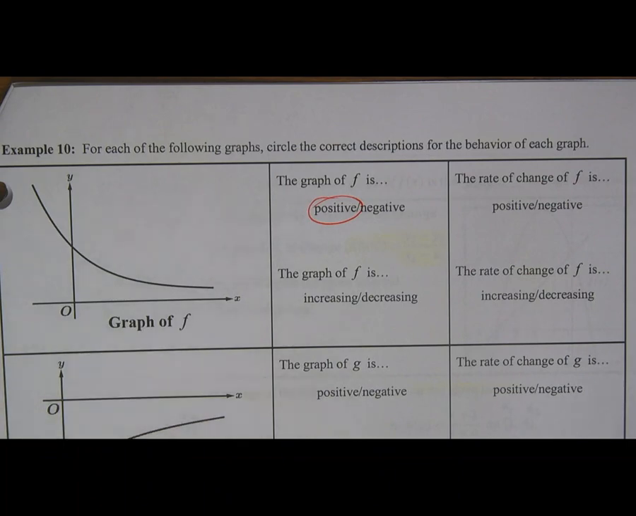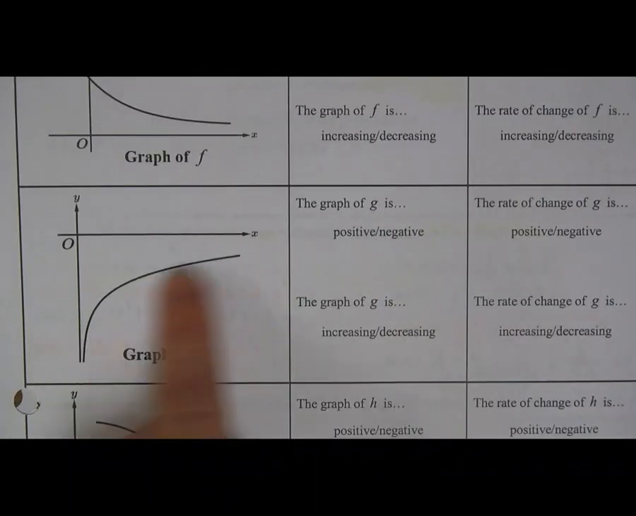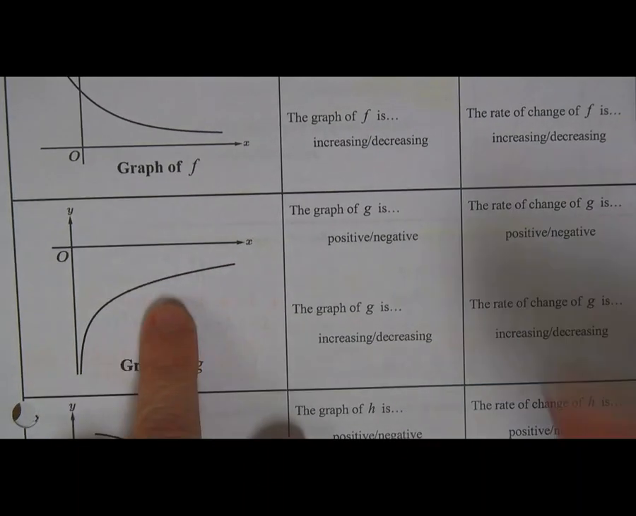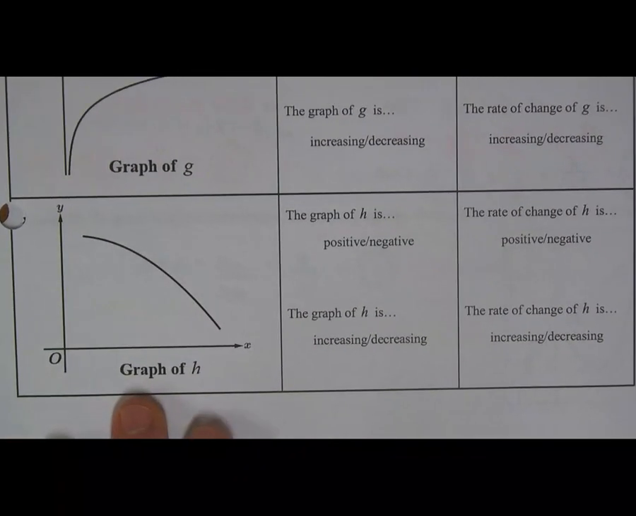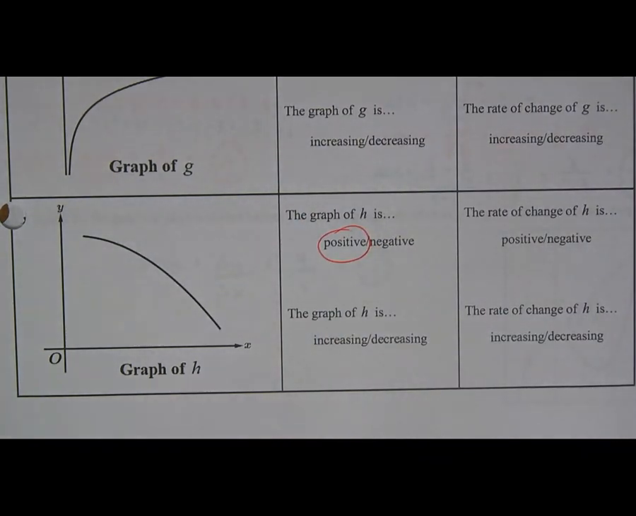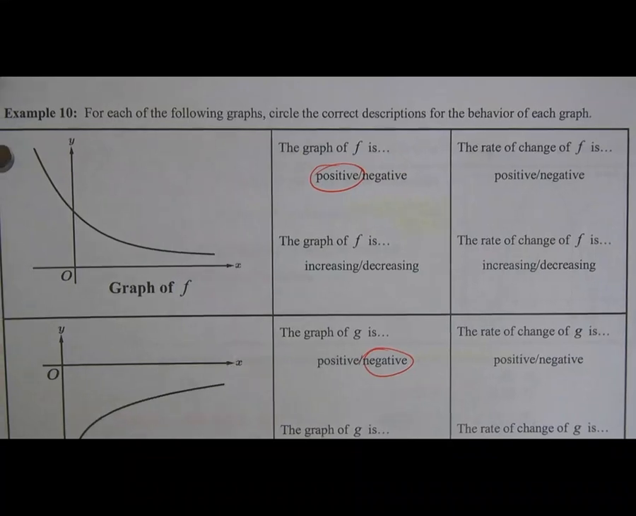Let's go down to graph G and answer the same question. This entire graph, the graph of G, is it positive or negative? Negative, and why are you saying that? Because it's below the x-axis. And then what about the graph of H? It's positive. That's just weird. Even other AP teachers were kind of uncomfortable with that. But whatever. That's the rest of the stuff that I really want to focus on.